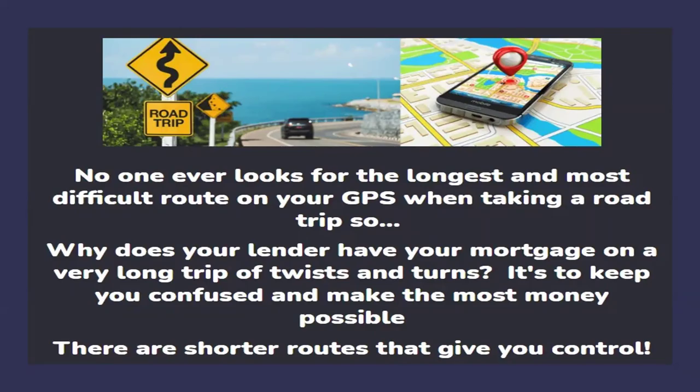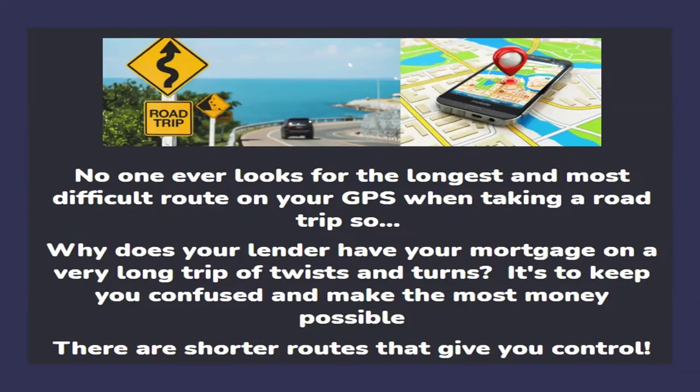When you look at a financial GPS and compare that to a physical GPS that we use, we help people understand the ludicrousy of what they're doing in their financial plans when you take them outside the financial conversation. No one ever looks for the longest and most difficult route when taking a road trip. No one has ever done that, right? You look for the shortest, most efficient routes. And then in that route, if you can chop more time off with additional instructions or advice from the GPS, you do that. So why does our lender have the mortgage and other debt obligations on the longest trip? Well, it's to keep us confused, make the most money.